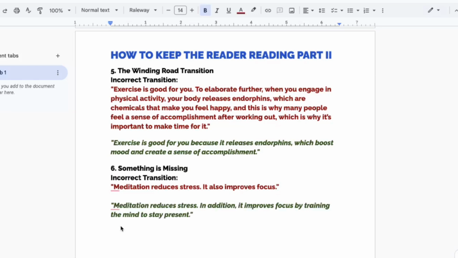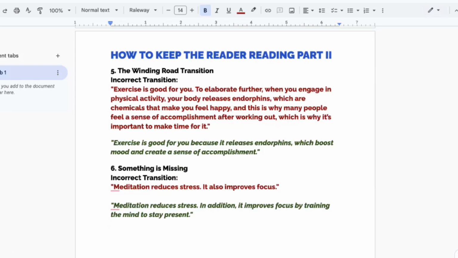Like so. Meditation reduces stress. In addition, it improves focus by training the mind to stay present. That one deserves a round of applause because just by using the clause, in addition, comma, it improves, it makes everything relevant, focused, and cohesive. And that's what you want.